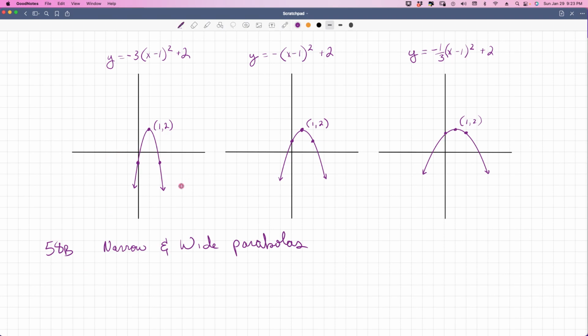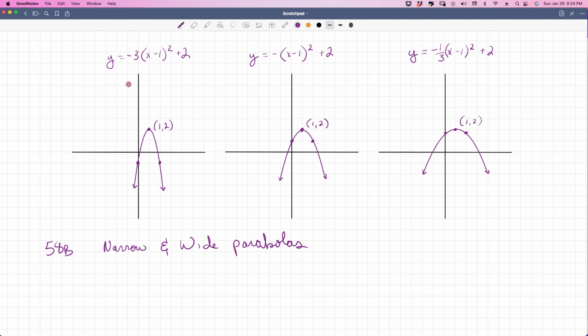So a narrow parabola, as you can see, all of these parabolas have the same vertex, right? So what makes one narrow versus one wide? The answer to that is going to be the coefficient. When the absolute value of the coefficient of the perfect square here is greater than 1, then your parabola is going to be narrow. So this is narrow when it's greater than 1. Now that's the absolute value.